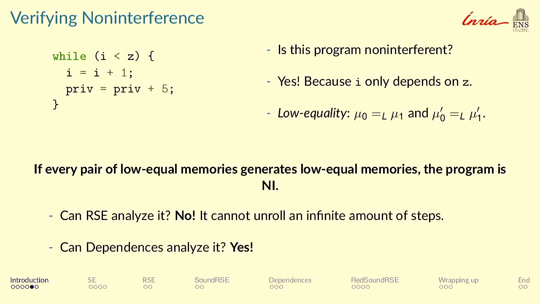Meanwhile, the good thing about dependencies is that we will use this program later in the presentation, and dependencies can actually safely tell us that the program is non-interferent, because it doesn't need to unroll the full loop. It's just going to over-approximate its semantics and reach a safe answer.